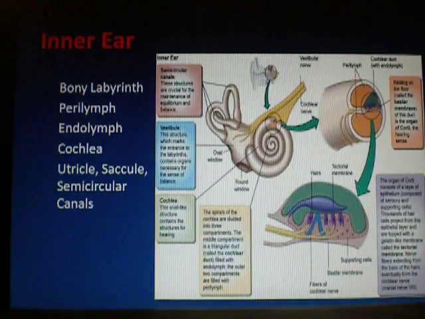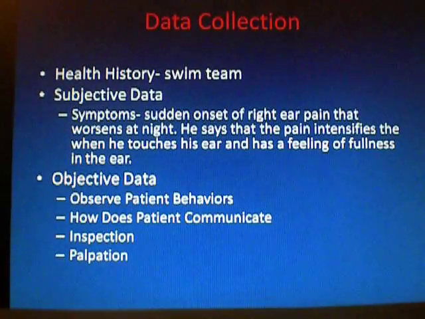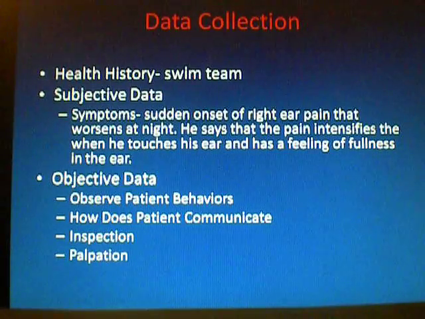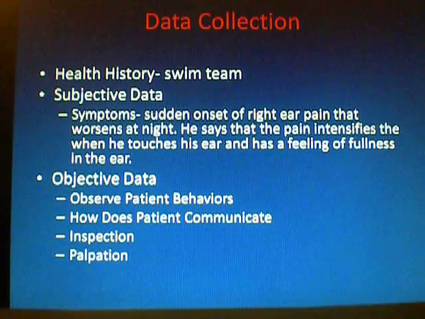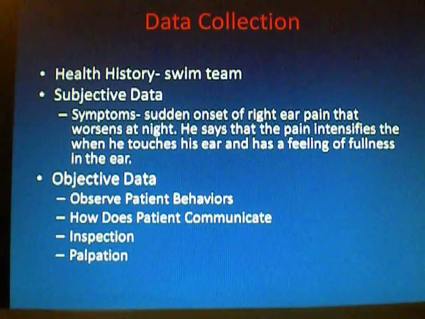The inner ear includes the bony and membranous labyrinth that transmits sound waves through the cochlea to the division of the eighth cranial nerve. The semicircular canals and vestibule help maintain balance. Data collection includes health history, subjective data, and objective data.